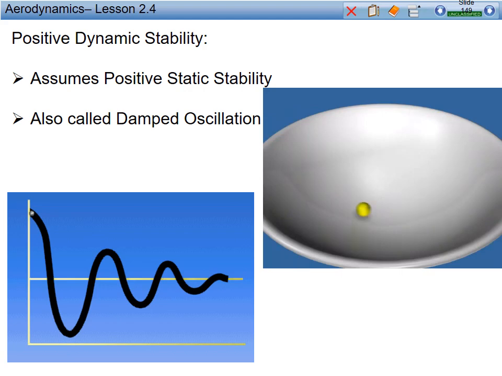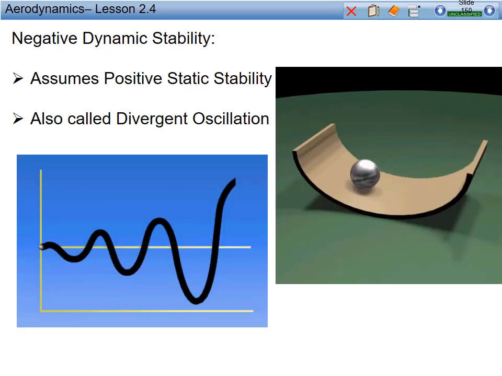Positive dynamic stability assumes positive static stability and has a dampened oscillation. Over time, that object returns to its equilibrium. Conversely, negative dynamic stability assumes, again, positive static stability. The initial tendency is towards equilibrium. However, over time, that object has a divergent oscillation.